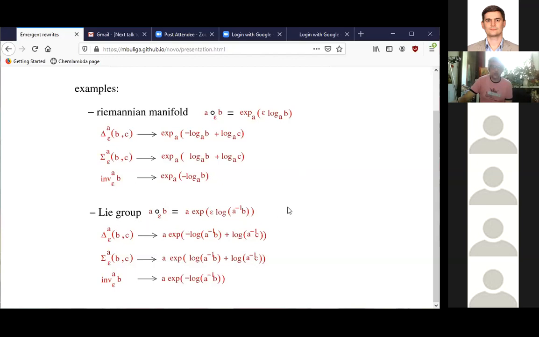Or you can take a Lie group, and you see this structure. You do the same thing, this time exponential and logarithm with respect to the group structure. And you take B, you go into the algebra, you multiply by epsilon and go back. And you can prove again that this difference, sum and inverse go where it is expected that they would go, namely to the difference of vectors in the tangent space of A, sum of vectors in the tangent space of A, and that's interesting because this is a symmetric space structure, more than just the usual inverse. Okay.